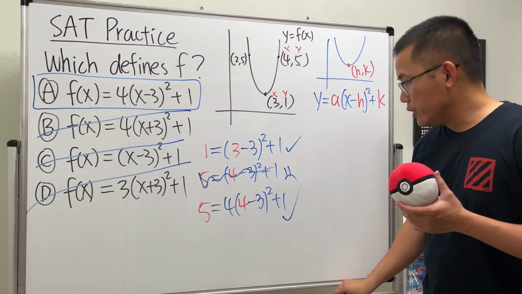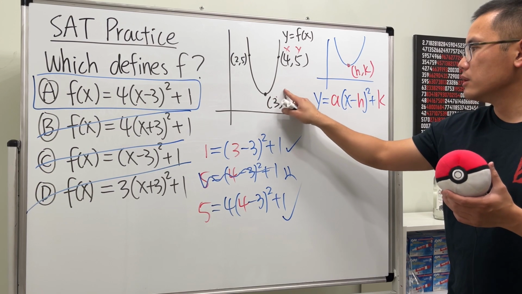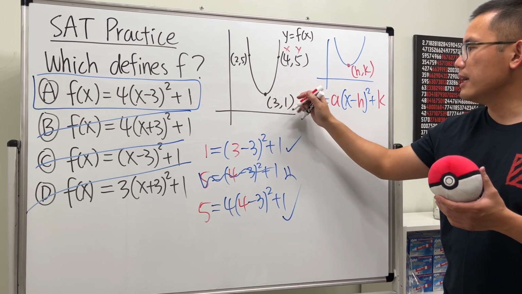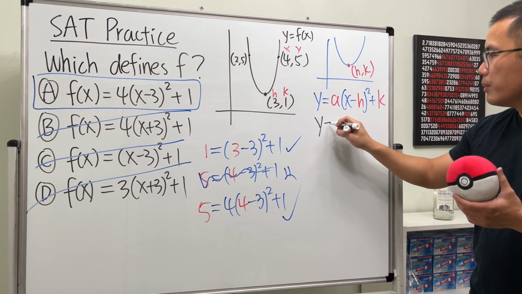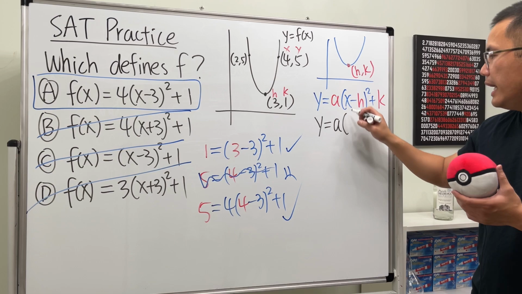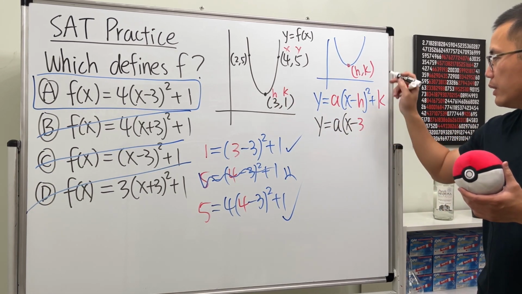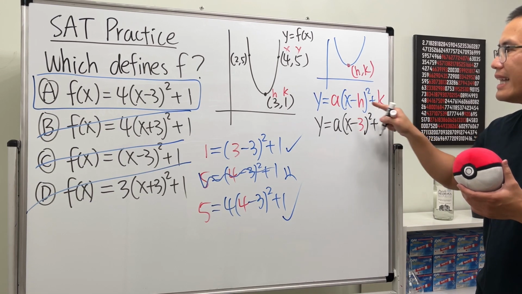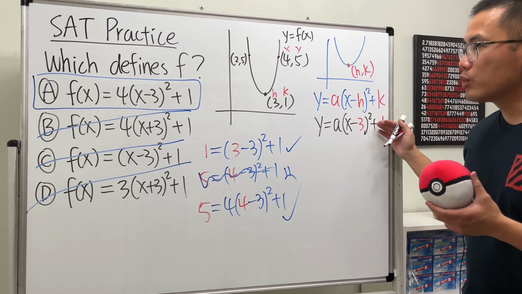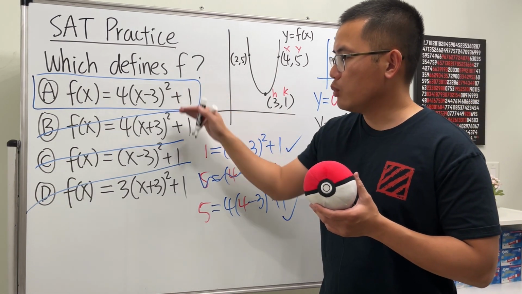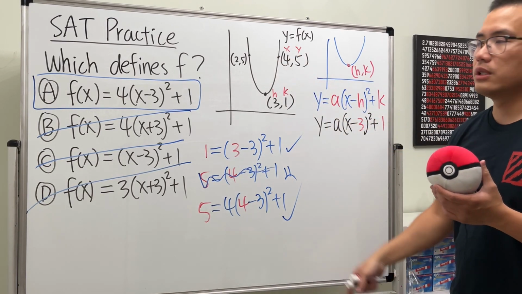So firstly, we know that the vertex is in fact 3, 1. So I'm just going to relabel this as h, k. So in general, we know that y will be some number a times (x minus the h, which is 3), and then we have to square that, and then we add the k, which is 1. So that's what we have. Once you know this, you can narrow it down to either A or C. And then to find out what a is, we will have to use another point, either this or that.